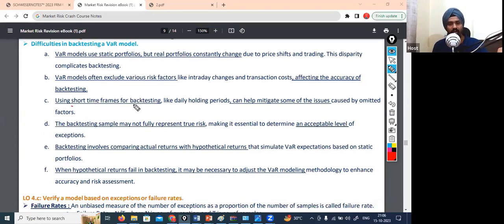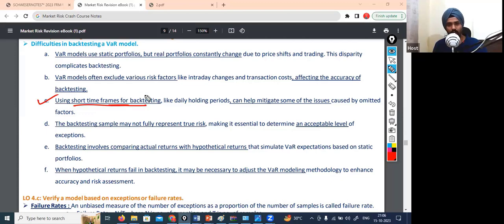Using short time frames for backtesting. When you use typically a short time frame, like a week or so, you will not have major things to understand whether your VaR has been exceeded or not. Give yourself a little bit of time, increase the time length so that you can note down the exceptions over a period of time.